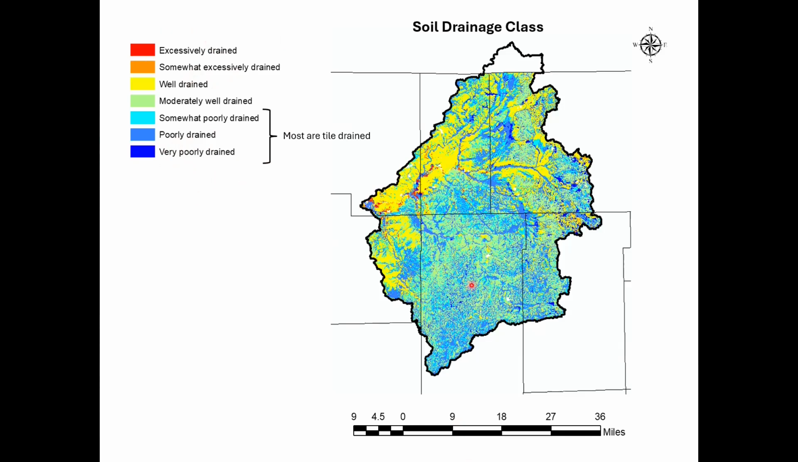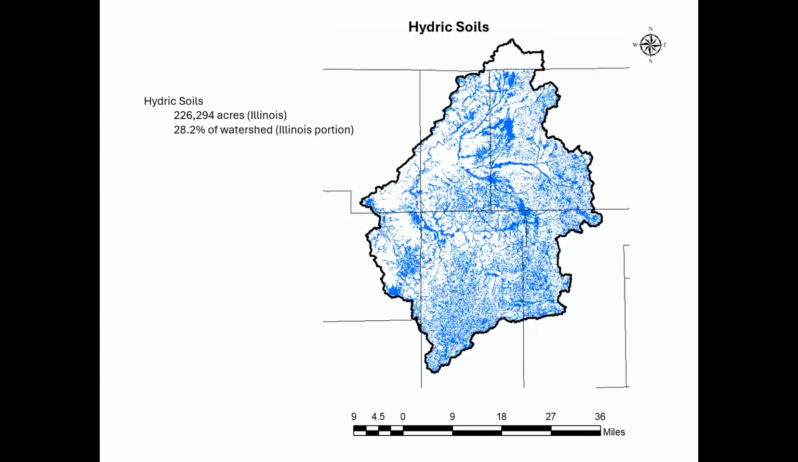We can see that there's a lot of blue and green on here. The three colors of blue are typically soils that are tile drained. So you can see the southern two-thirds of the watershed has a lot of soils that potentially are extremely wet. Hydric soils, I didn't have the data for the Wisconsin side, I didn't download it, but 28% of the Illinois portion were hydric soils. Those are the wettest of the wet, and almost all of those have been drained. There's a few acres that haven't, but most of them have. You can see there's a lot more of those in the recently glaciated area versus the older glaciation.